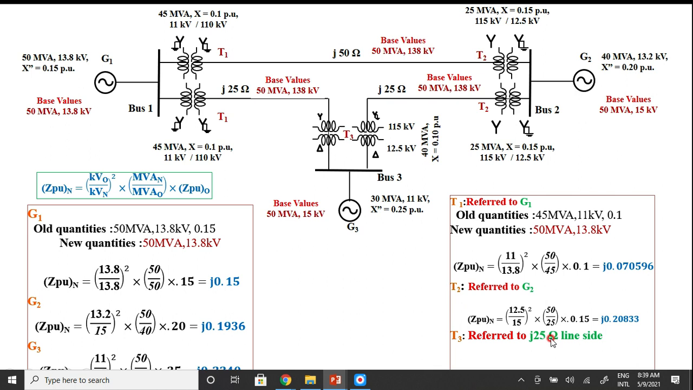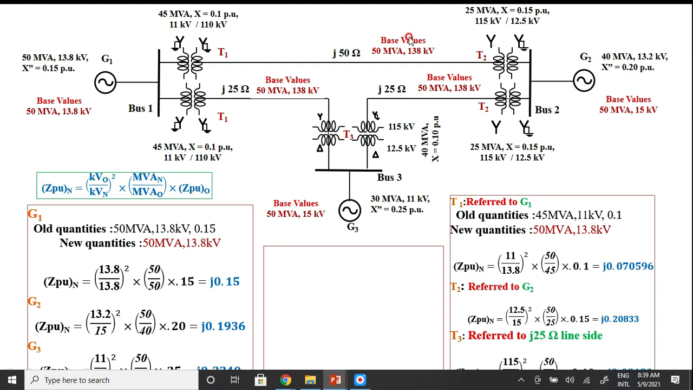Similarly, you go for T3. The T3 that I am considering here is on the J25 line side, this side. In that case, you have to take this base quantity, and the old voltage you have to take is 115. Therefore, if you do that, we get a reactance value. Let me show you in the reactance diagram.